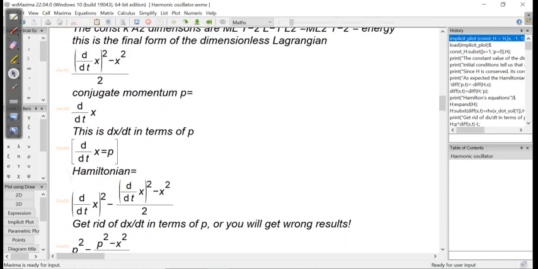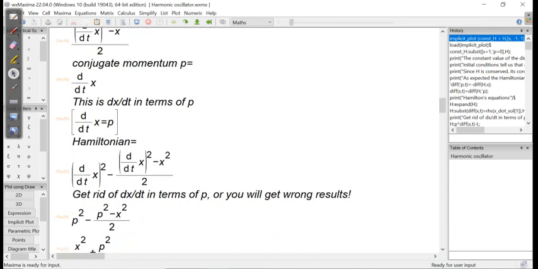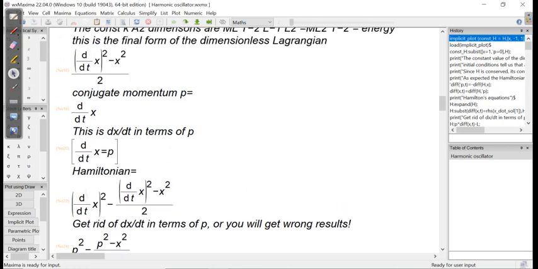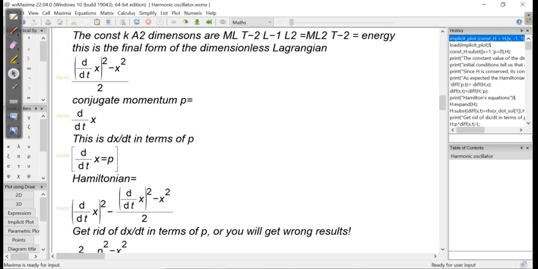Then you can go to the definition and calculate the Hamiltonian. It is P, which is x dot, multiplied by Q dot, which is x dot also, minus the Lagrangian. As you can see, this is the Lagrangian.